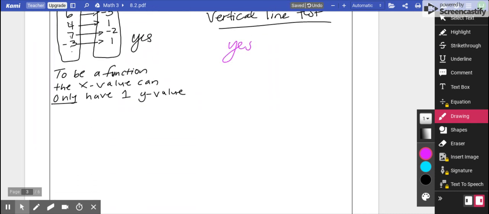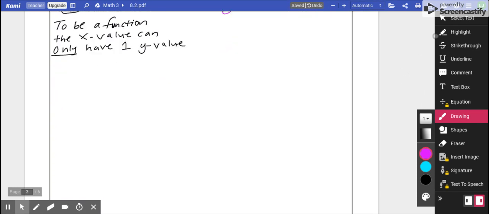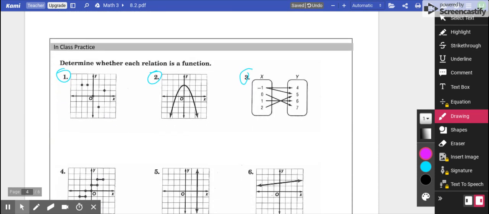Okay, so let's look at this in practice. I have a couple of graphs, so I'm going to just do a vertical line test. If I draw a line through each one of these points, and I do not hit another point, then I know that yes, it's a function. Let's do the same thing here. I'm just going to pick a couple of places to draw a line, and I did not hit this line more than once. So that means that yes, it is a function.